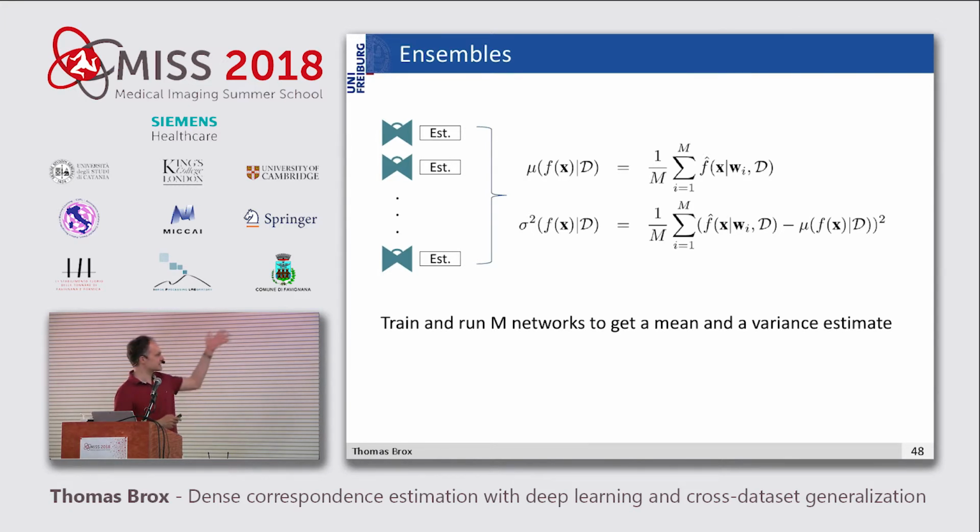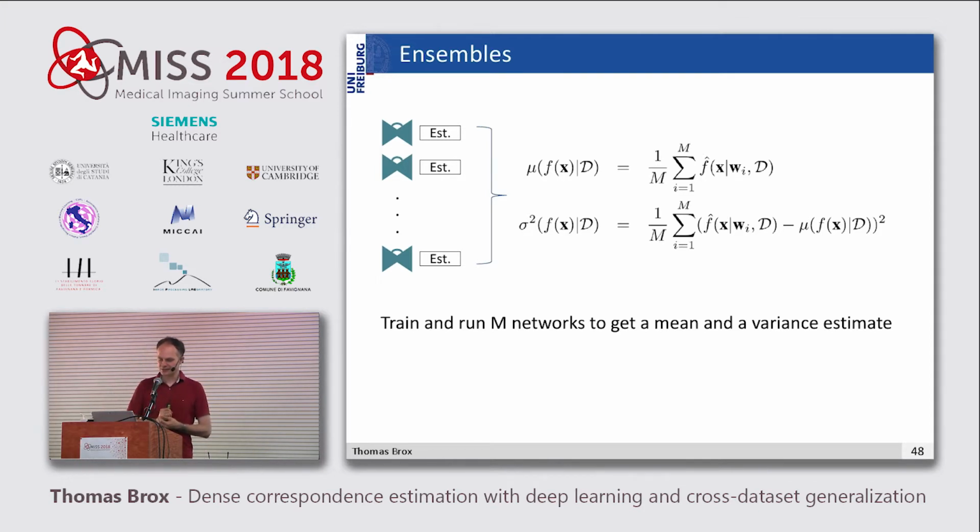The downside of this is that you have to train and run M networks to get the mean and the variance estimate, and if you want the statistics to be reliable, then M should be large enough. So this whole thing scales linearly with the number of networks, both at training and at test time. And that's of course not so nice.